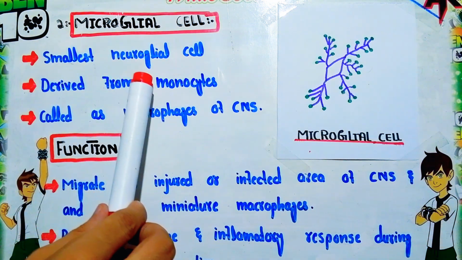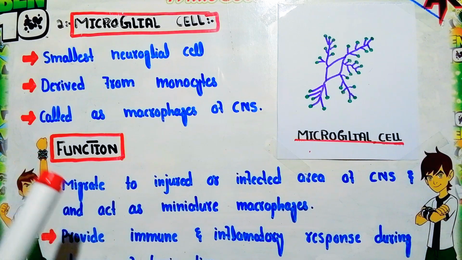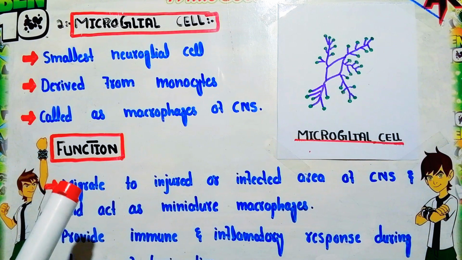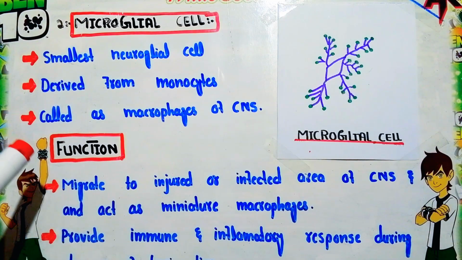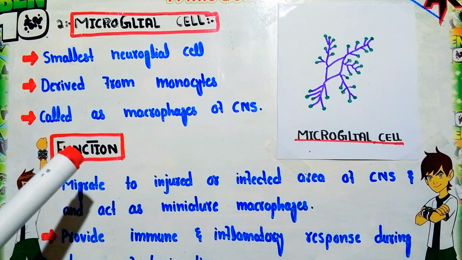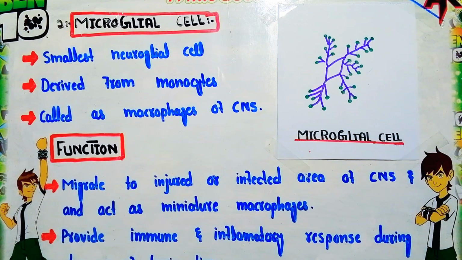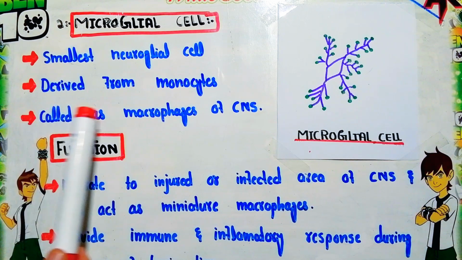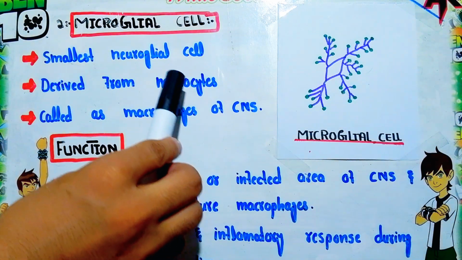We talk about the neuroglial cells. Neuroglial cells are basically of ectodermal origin. They are formed from the ectodermal layer of the embryo. But the microglial cell, which is a type of neuroglial cell, originates from the mesodermal cell. So this microglial cell shows an exception to the origin of the neuroglial cells. Now the third point is that they are called macrophages of the central nervous system. Why are the microglial cells called macrophages of the central nervous system? As we know, this is actually a type of white blood cell.